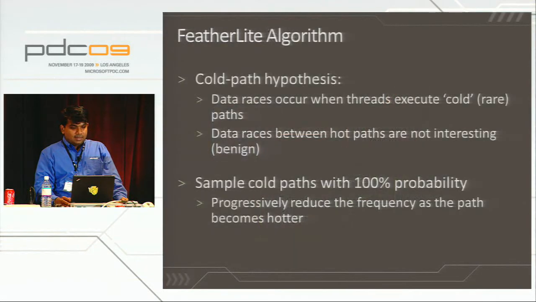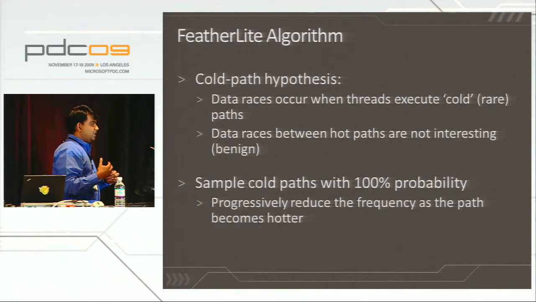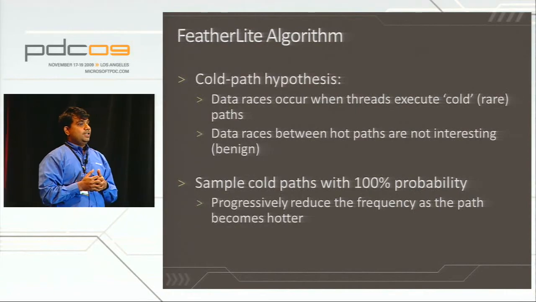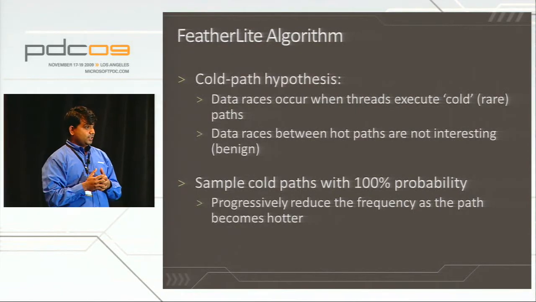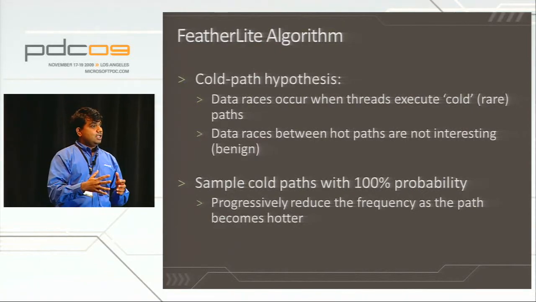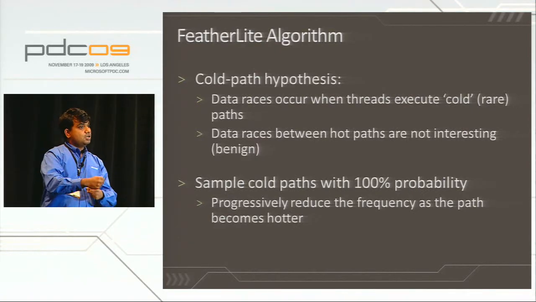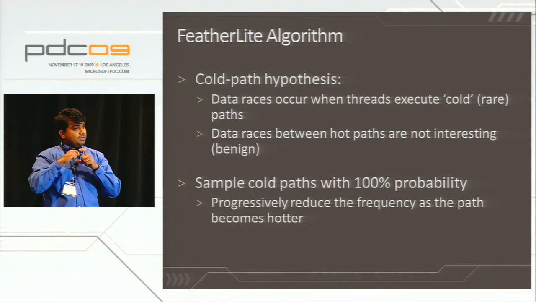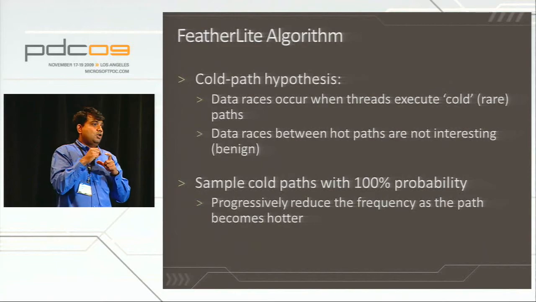The basic idea is that data races happen in paths that do not execute often. That works for us, because if there's a path that executes very rarely, you instrument it with 100% probability. If it's something that is executing a lot of times, you instrument it with a very, very low probability.